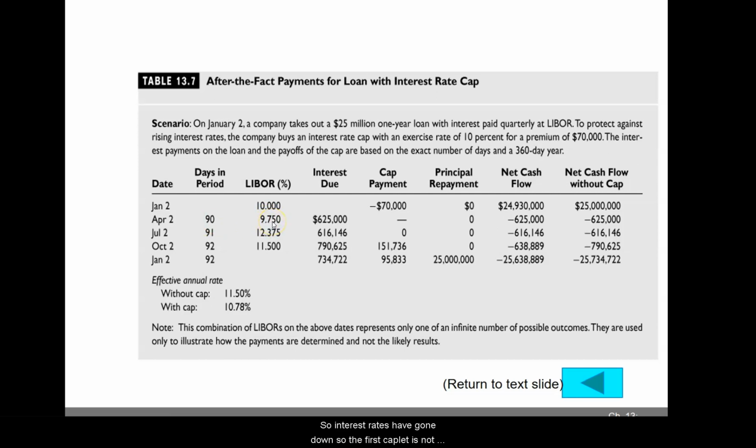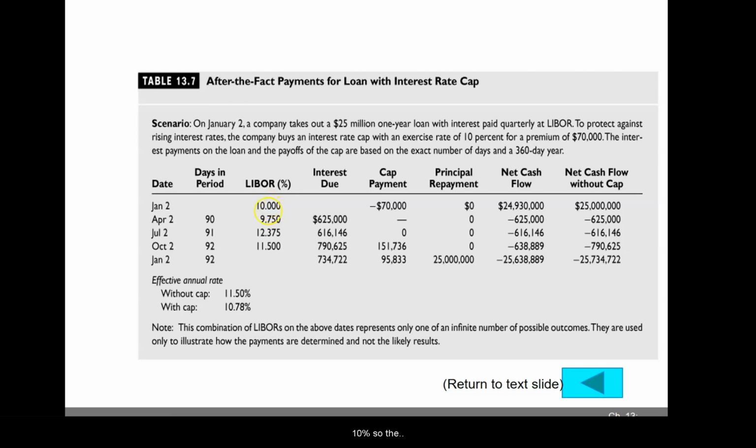Now, 90 days later, on April 2, the LIBOR is 9.75%. So interest rates have gone down. So the first caplet is not in the money. It will be expiring out of the money because the market LIBOR is 9.75% and the exercise rate we have is 10%. So therefore the caplet payment will be none. However, we already know how much we will be paying in interest for the first quarter because at the start of the loan period interest rate was 10%.